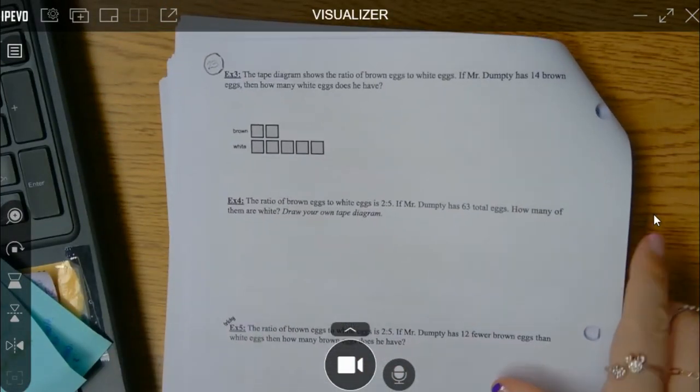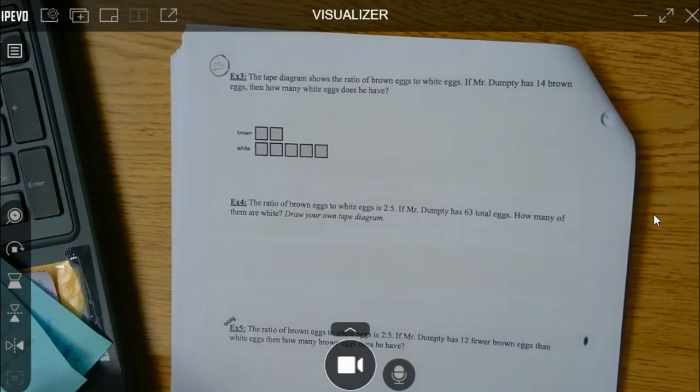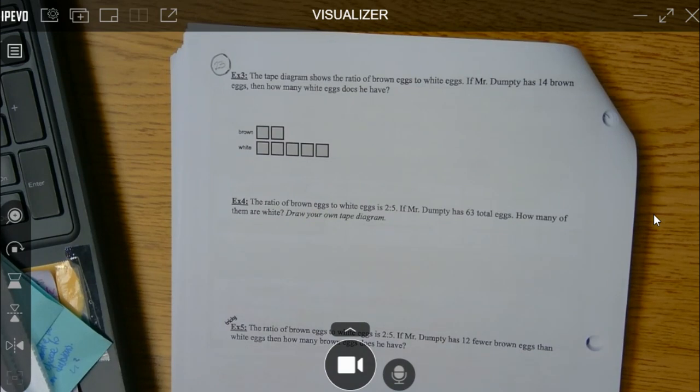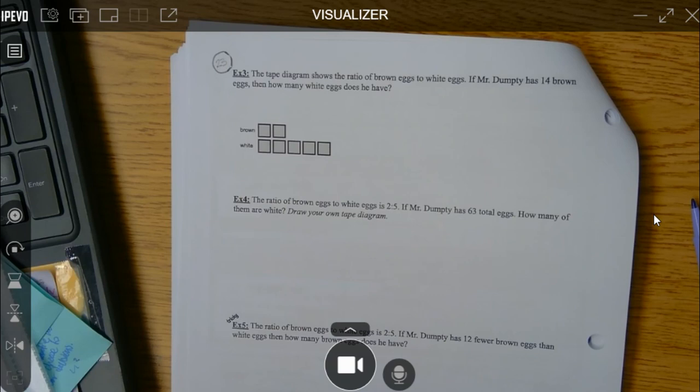Let's go ahead and try it. If you want to go ahead and try it yourself first, you're always welcome to pause the video, try it yourself, and then unpause it and come back with us. Okay, so if you unpaused it and now you're back with us, let's see. It says the tape diagram below shows a ratio of brown to white eggs.